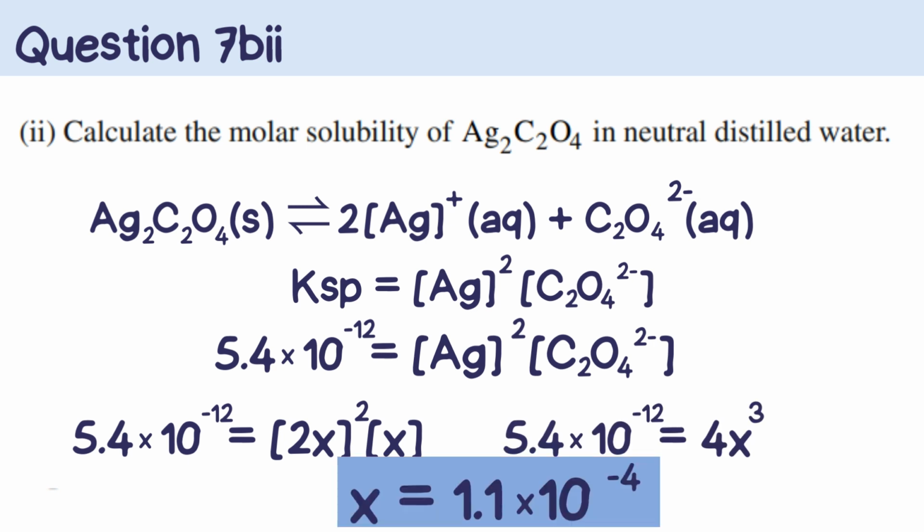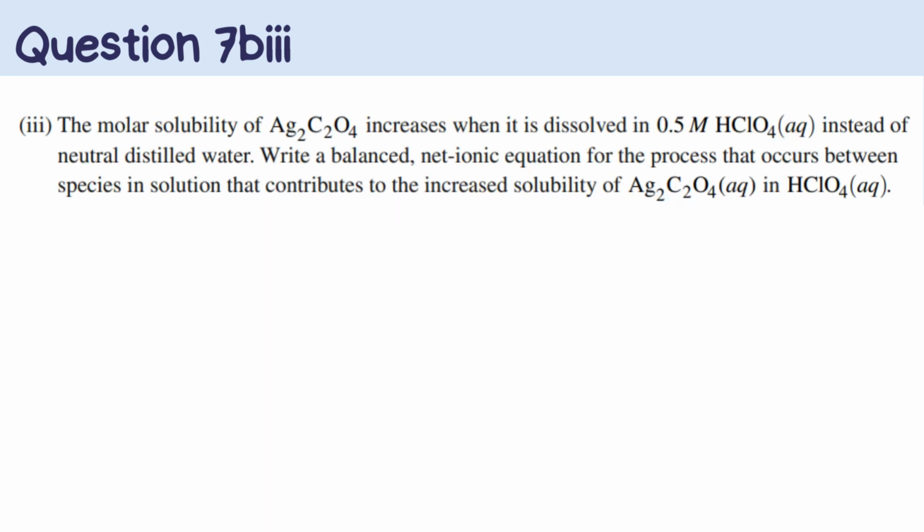Solve for x, and then you get your value as 1.1 times 10 to the negative 4 as your answer. And for the third and last part of 7b, we have to find the balanced net-ionic equation between silver oxalate and perchloric acid. And remember that if you memorized your strong acids before the test, perchloric is definitely a strong acid, which means that it will 100% ionize.